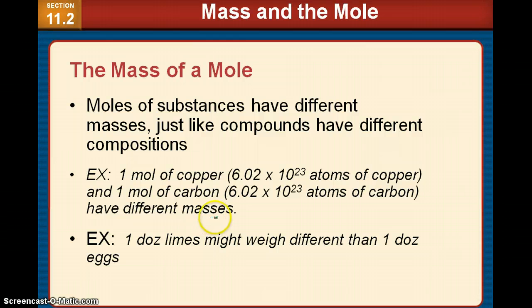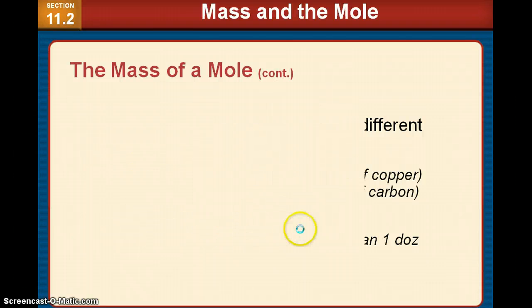they have different masses. For example, think about if I had 1 dozen limes and 1 dozen eggs. There's still a dozen, there's still 12 of them, but they're going to weigh differently. So that's something that we want to think about. Their masses are not going to be the same, even though their amounts are.